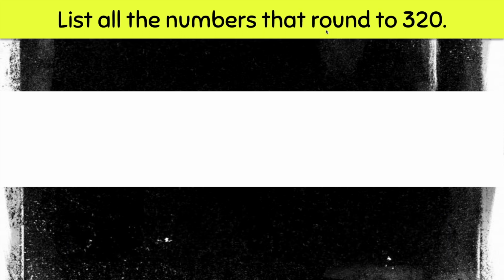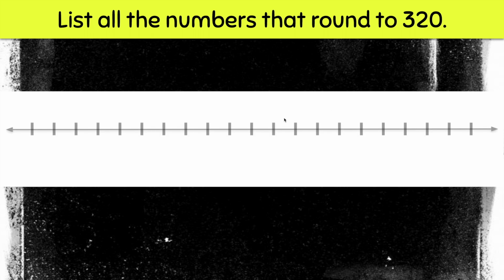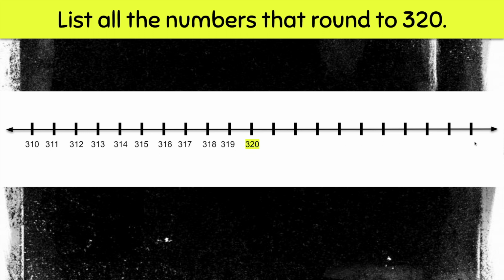List all the numbers that round to 320. Let's create a number line. On this number line, we need 320. Now we notice 320 has a 10 in it, which is 20. The previous 10 before 320 is 310. The next 10 is 330. We have 310, 320, and 330.